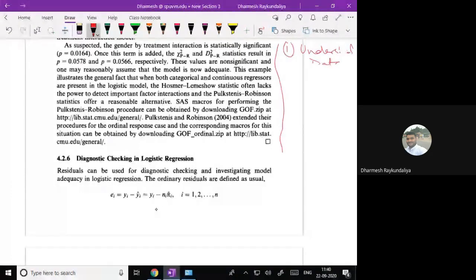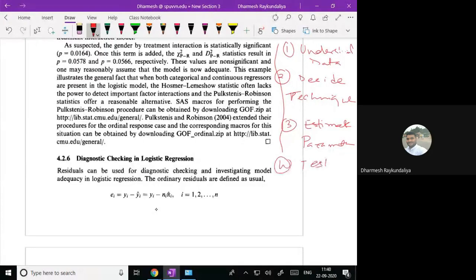Second step is to decide the technique. Which technique is possible? What is the third step? Once the technique is decided, estimate the parameters of the regression coefficient, whatever that is. Then you go for the testing.